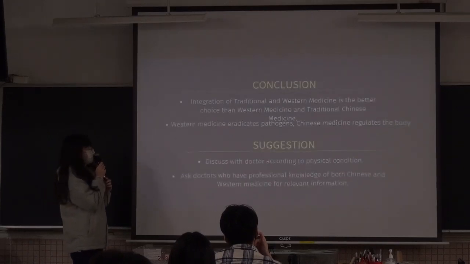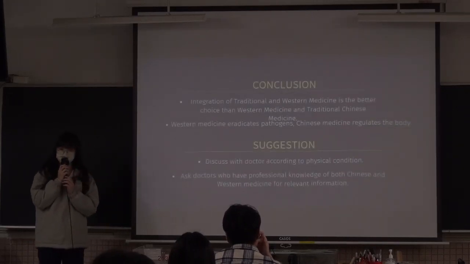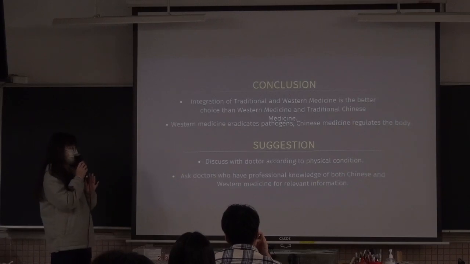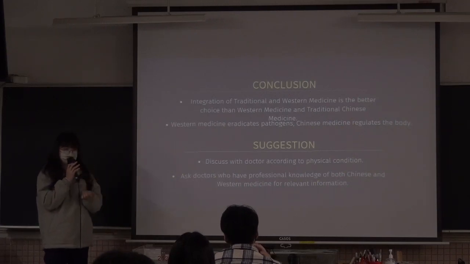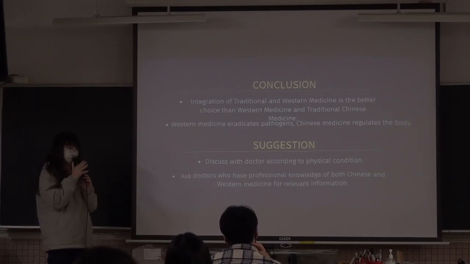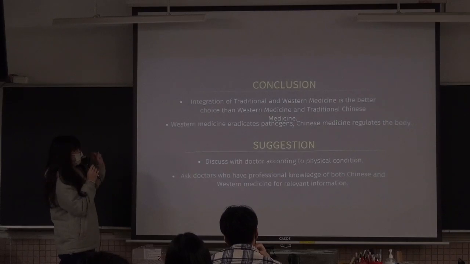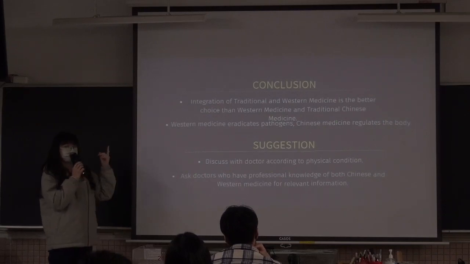So my conclusion is that integration of traditional and Western medicine is the best choice because it combines traditional Chinese medicine and Western medicine advantage. So use Western medicine to restore the cyst and use traditional Chinese medicine to regulate your body.